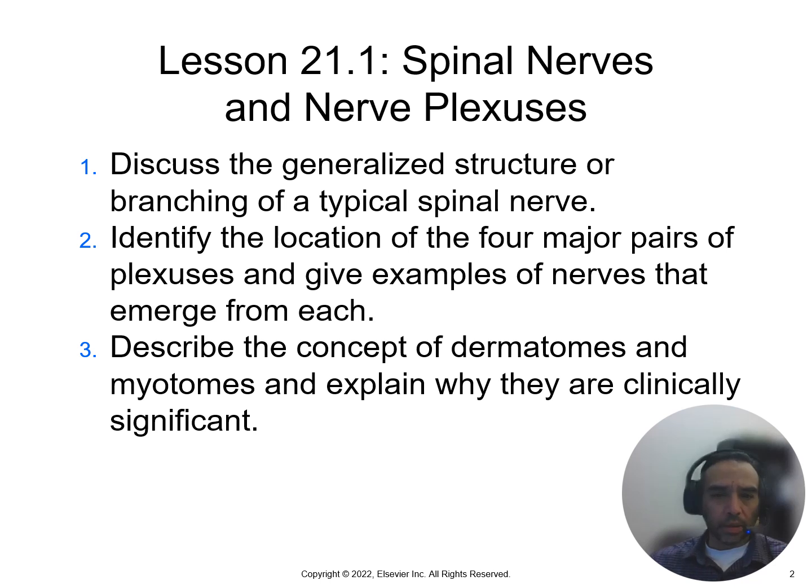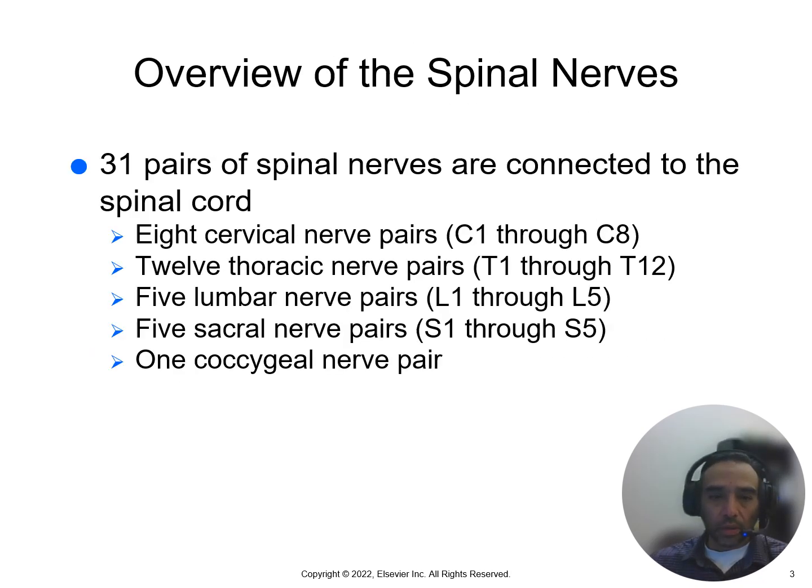The lessons for Chapter 21, Section 1, are to discuss the generalized structure or branching of a typical spinal nerve, identify the location of the four major pairs of plexus and give examples of nerves that emerge from each, and describe the concept of dermatomes and myotomes and explain why they are clinically significant. Okay, and then we're going to cover an overview of the spinal nerves.